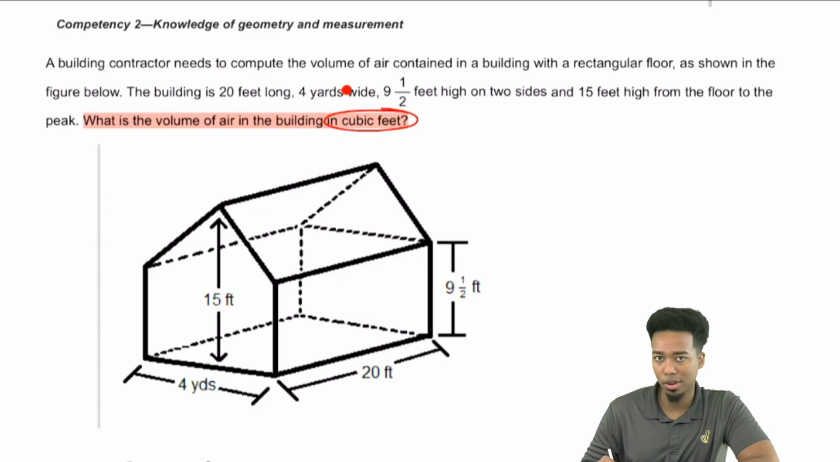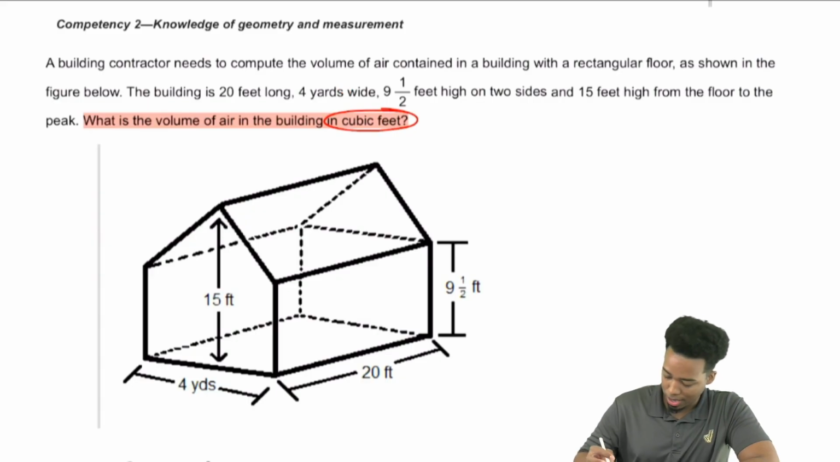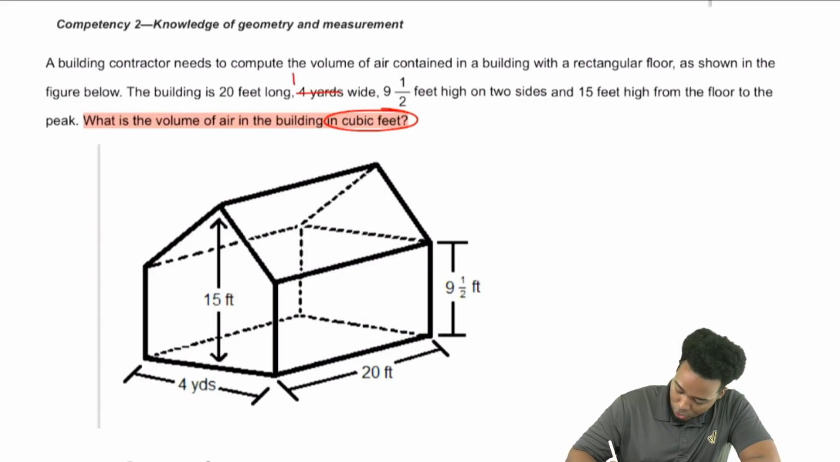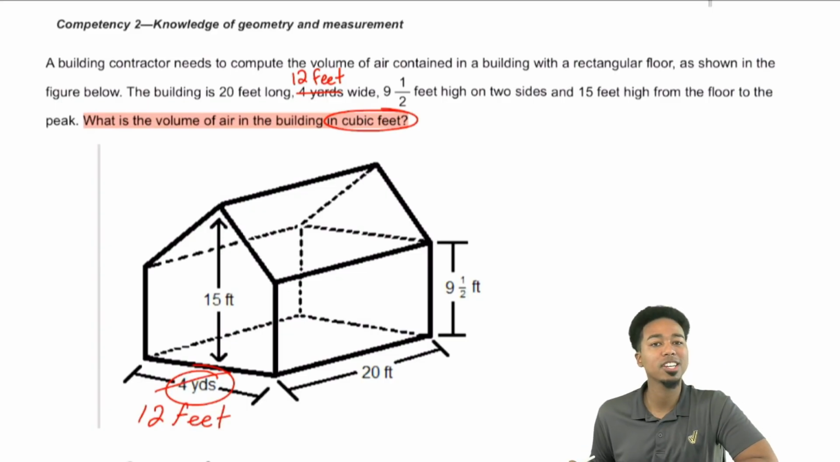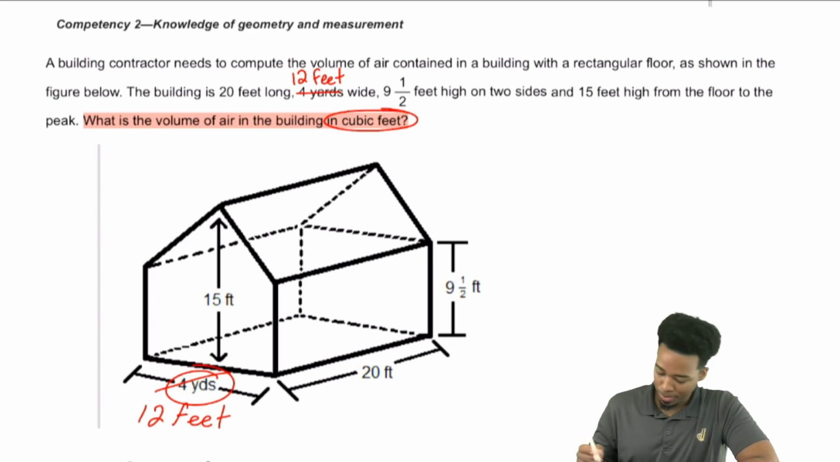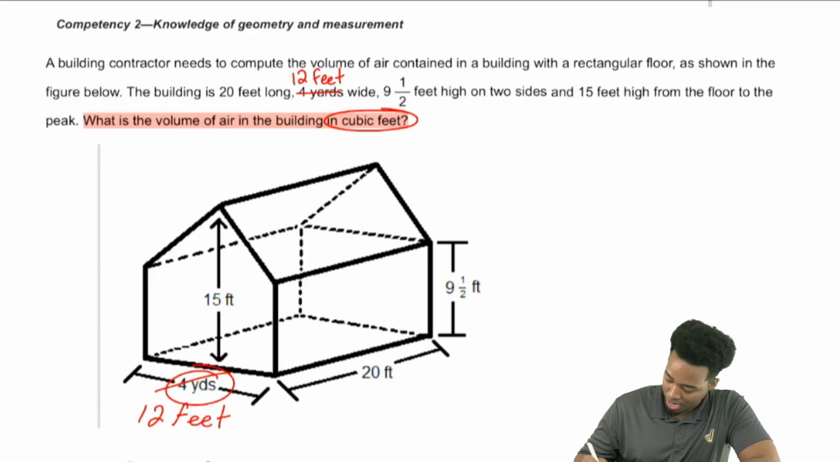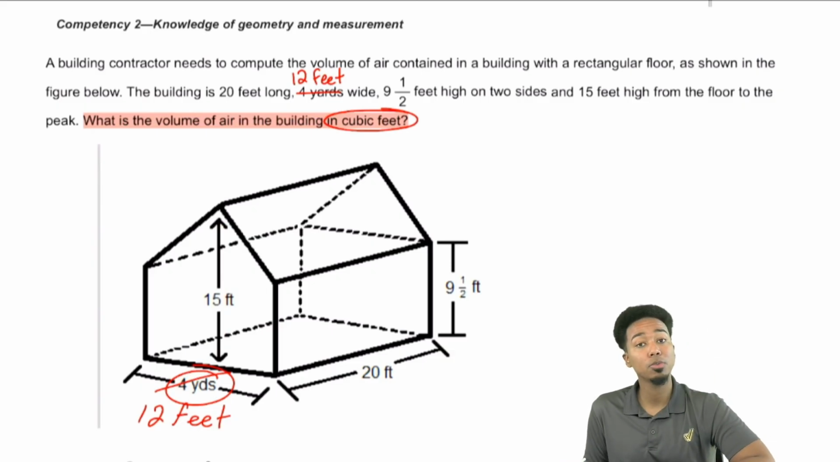I don't like that at all. Let me convert that right now. 4 yards, that's 12 feet. Right here, this 4 yards right there, that's 12 feet. I am not going to put myself in a position to get confused. No, sir. They want cubic feet, so I'm going to do everything in feet. Then it says 9.5 feet high right there on 2 sides and 15 feet high from the center to the top. What's the volume in cubic feet?